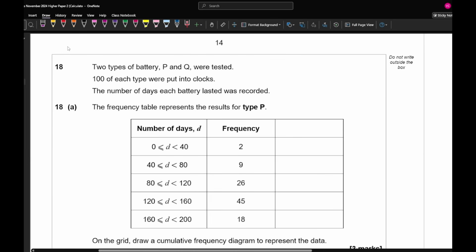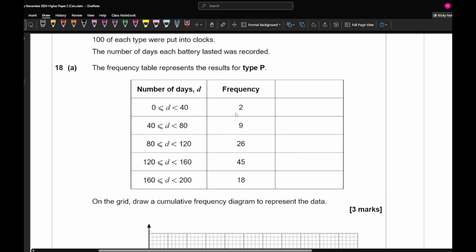Moving on to question 18, it says two types of batteries, P and Q, are tested. 100 of each type were put into clocks, and the number of days each battery lasted was recorded. We've got a frequency table that represents the results of type P, and the question is asking us, on the grid, to draw a cumulative frequency diagram to represent the data.